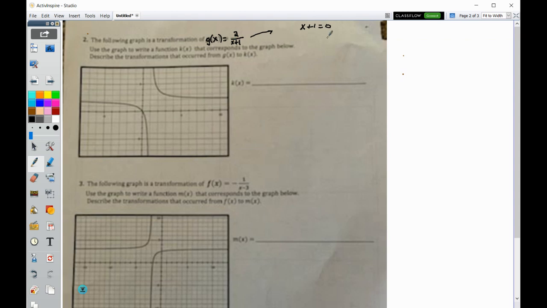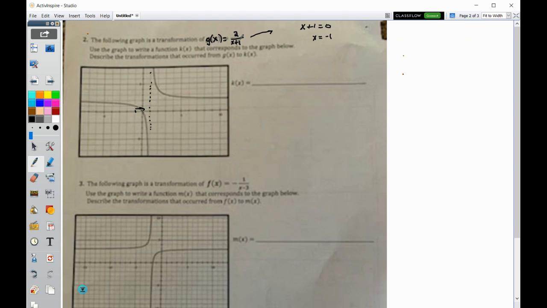If the denominator is 0, it doesn't exist at that place. So we set it equal to 0. I would subtract 1 from both sides, and I would get x equals -1. So the vertical asymptote should be x equals -1, which would be right here. Notice it's not there. It's moved to the right. It looks like it's right here now. So instead of being at -1, it should be at +1.